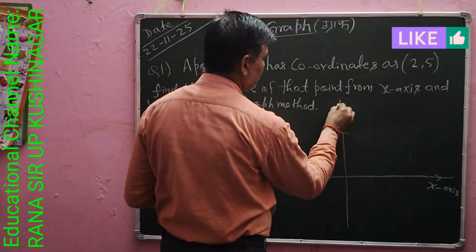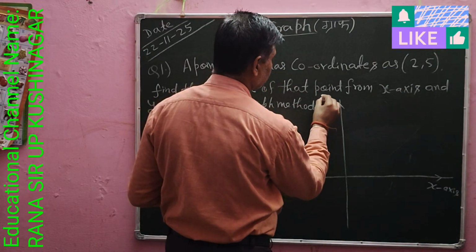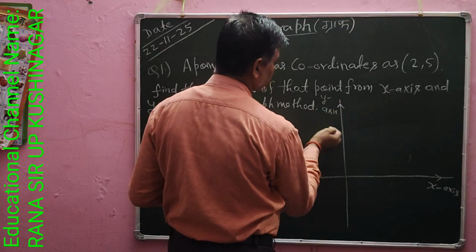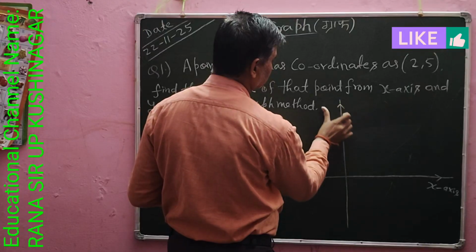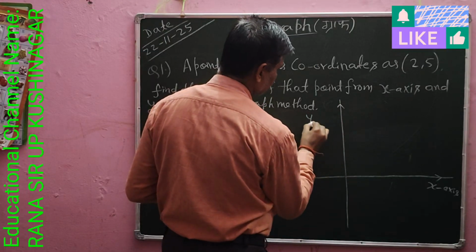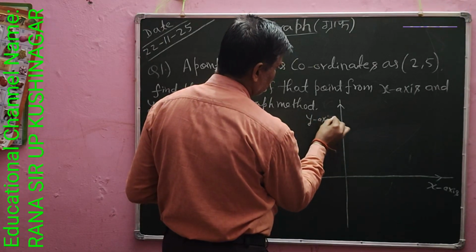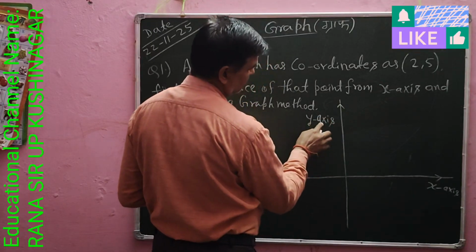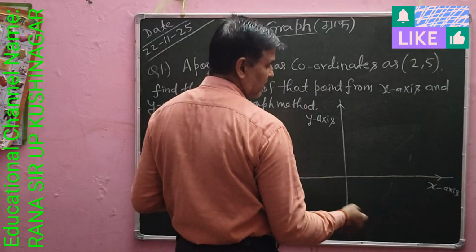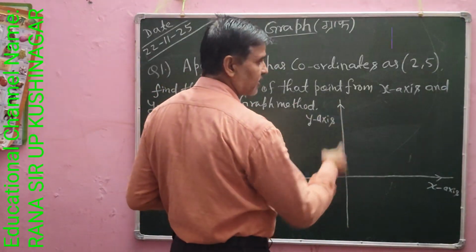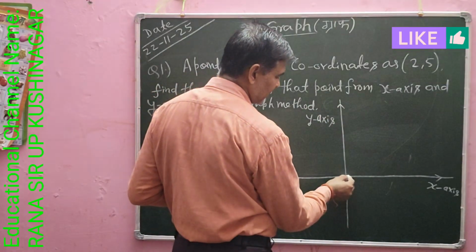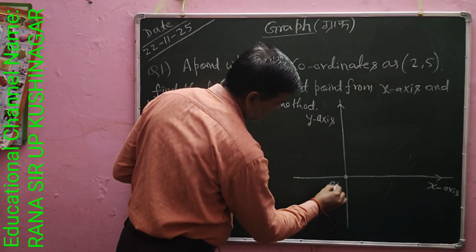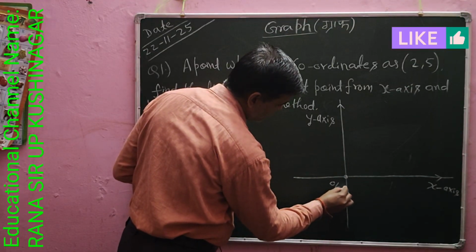Okay, now here I am going to write y-axis. This is the y-axis. Now the line which is the x-axis and the other which is the y-axis are intersecting at a point. I will say this is the origin and its coordinate will be 0 comma 0.